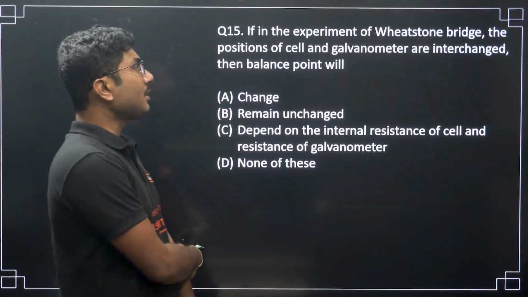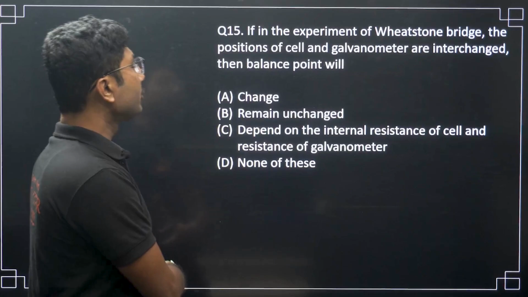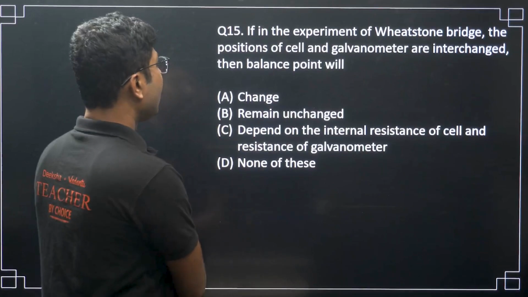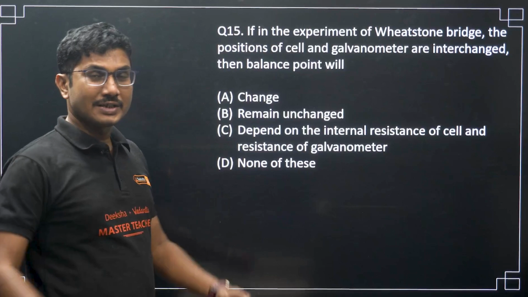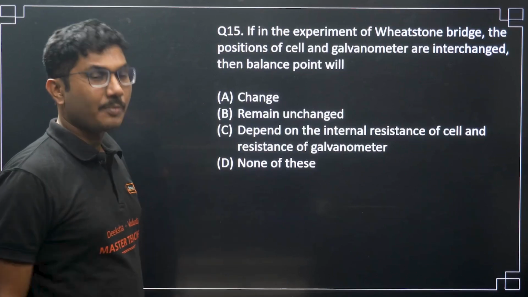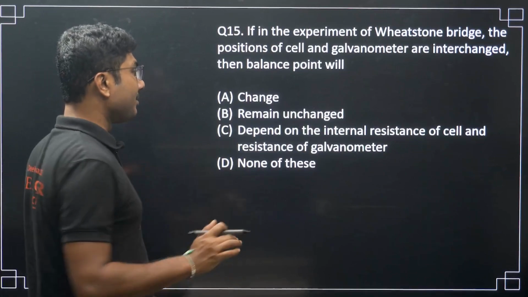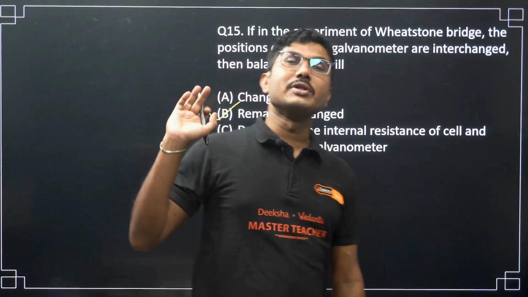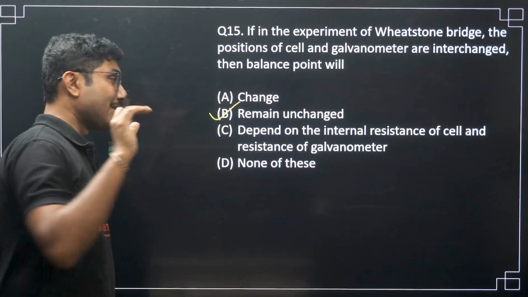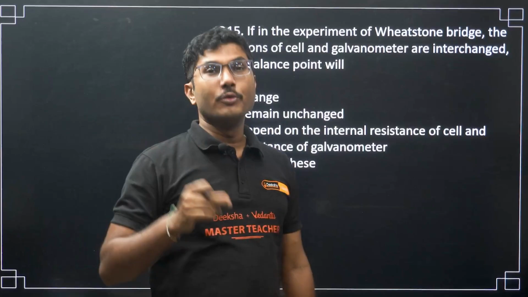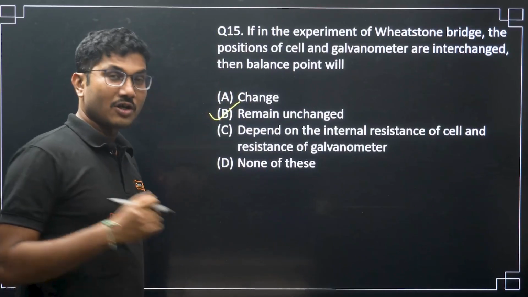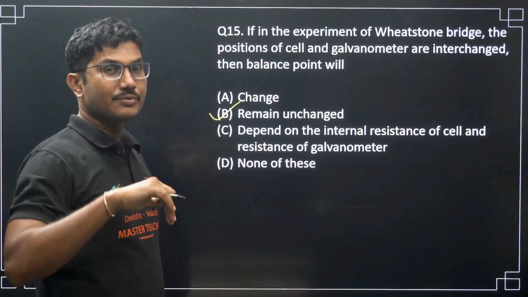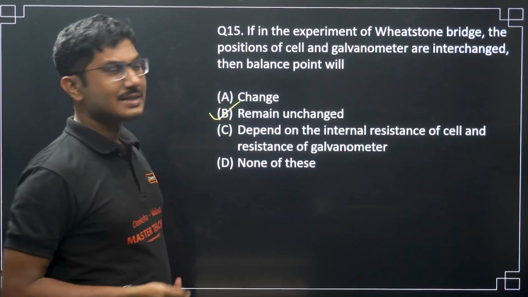In the experiment of Wheatstone bridge, the positions of cell and galvanometer are interchanged. So what is the balance point? If you interchange the galvanometer and cell, it does not matter, the condition will remain unchanged, because the P by Q equals R by S condition will still hold. You can try that, draw the diagram in your notebook and check it.